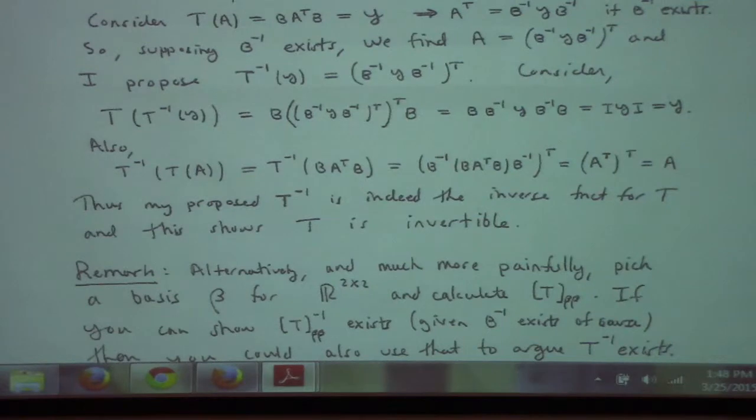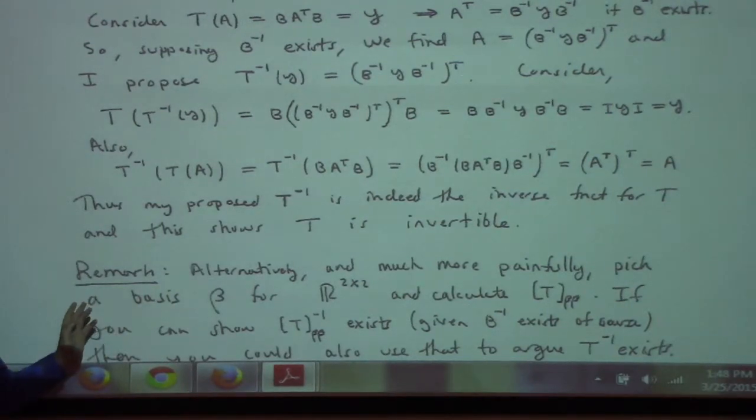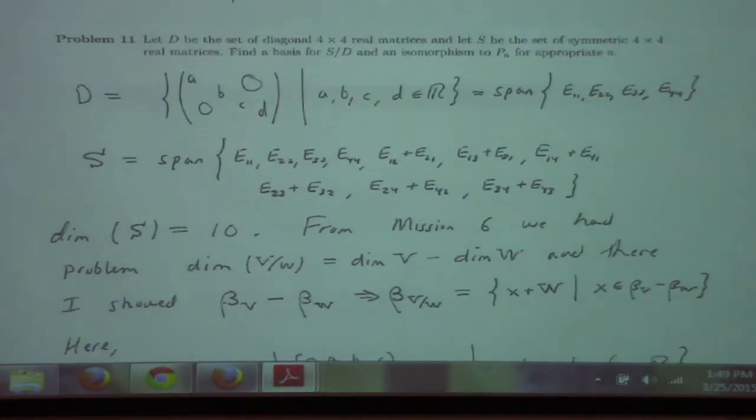The alternative way I would think about doing this would be to choose a basis for our 2x2 matrices, and then you could calculate the matrix, right? It would be a 4x4 matrix. You could show it's invertible. Showing that the matrix is invertible would then allow you to argue that the transformation is invertible. Anybody use this argument? You said not to. I said not to. Yeah, okay. Oh, that's right. I don't advise that. If you can avoid that argument, do so.